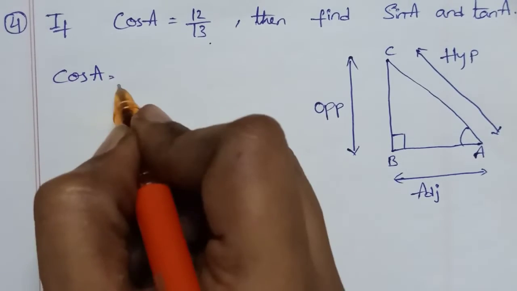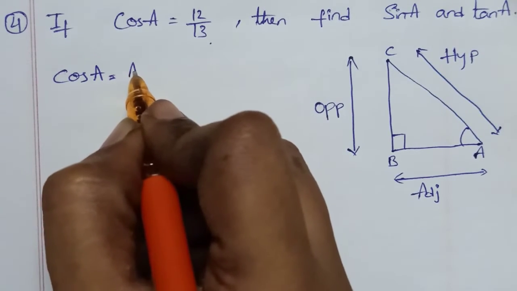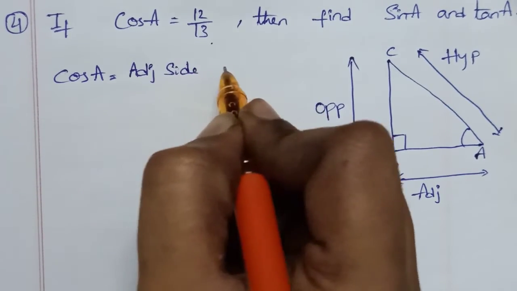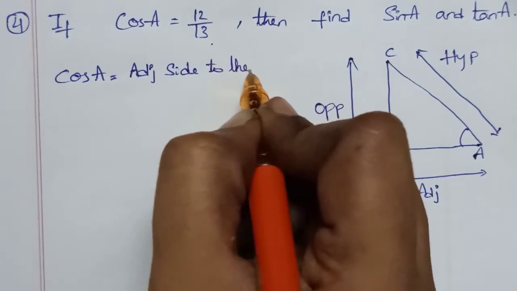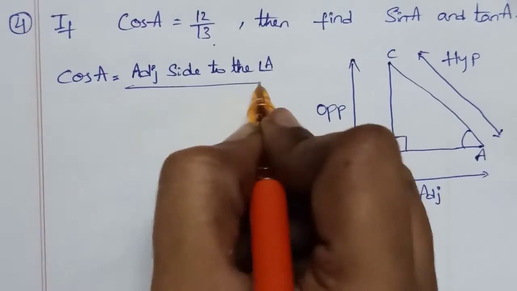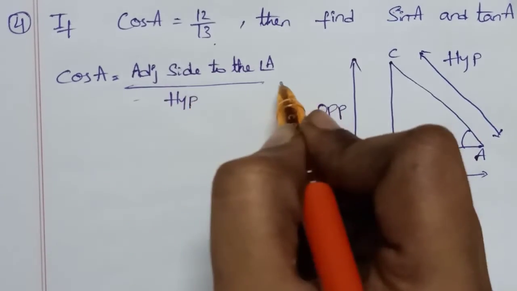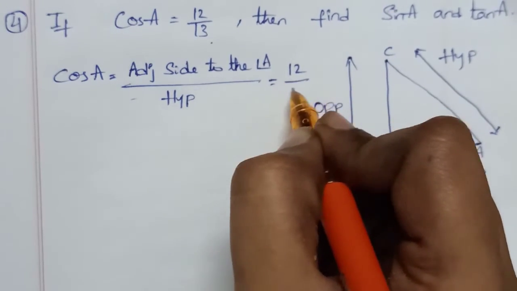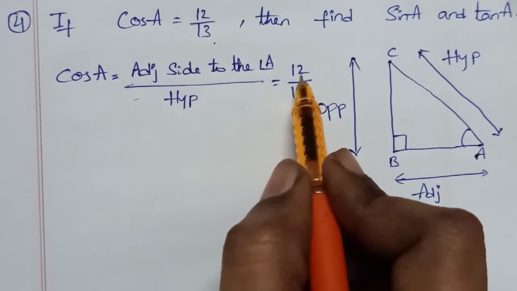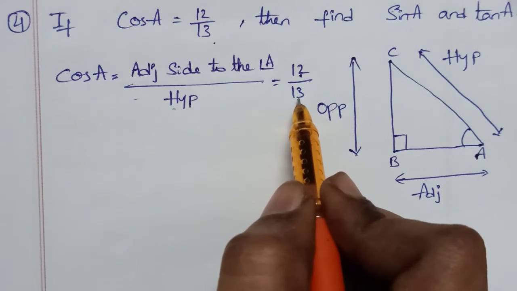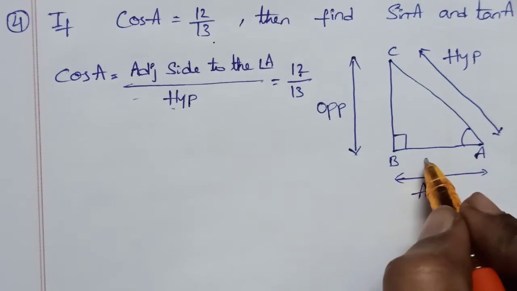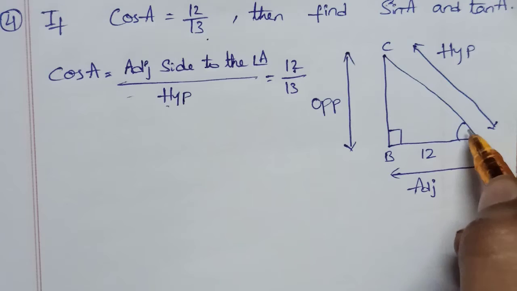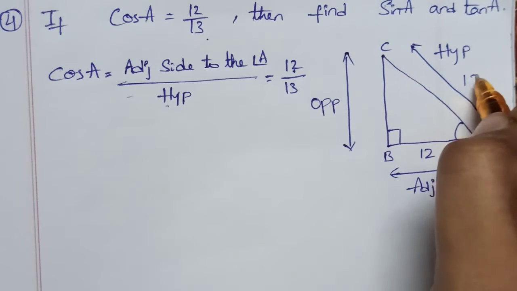Cos A is equal to adjacent side to the angle A by hypotenuse, that is equal to 12 by 13. Here adjacent length is 12 centimeters and hypotenuse is 13 centimeters. Therefore AB is equal to 12 and AC is equal to 13.